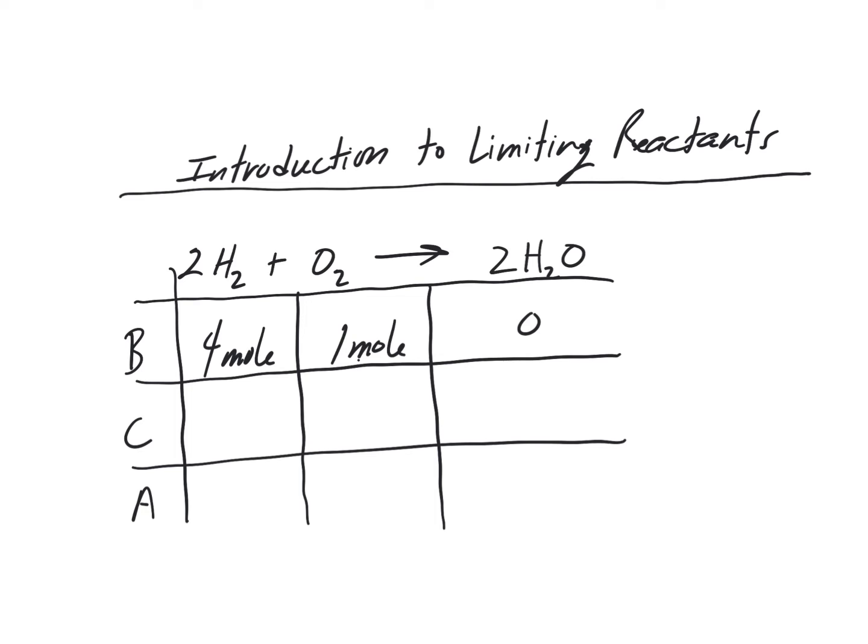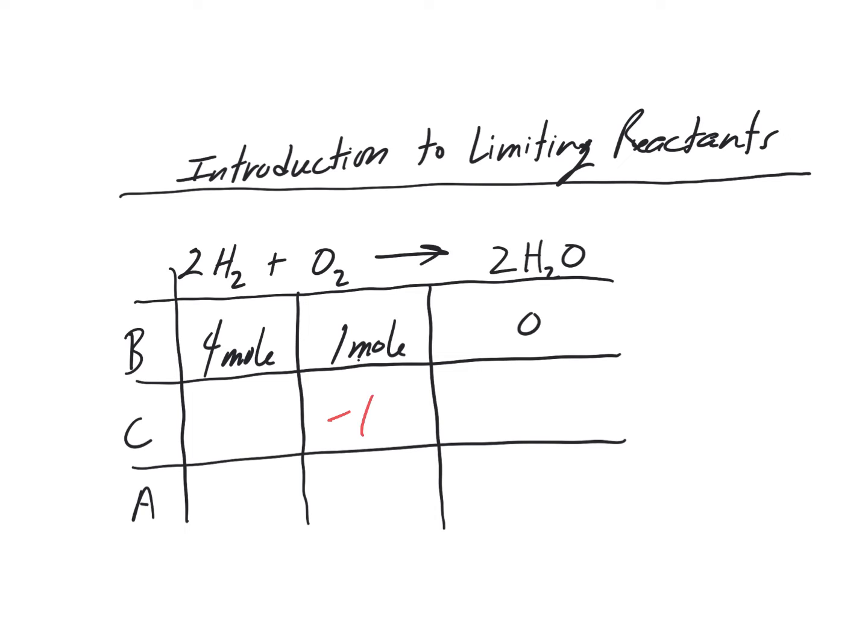All right, but you can see that that's impossible. I can't use up 2 moles of oxygen. I'm only given 1. I can't end up with a negative amount of oxygen in the end. So clearly this is impossible. This can't work. So let's try this again. All right, so now I know that the hydrogen cannot be the limiting reactant.